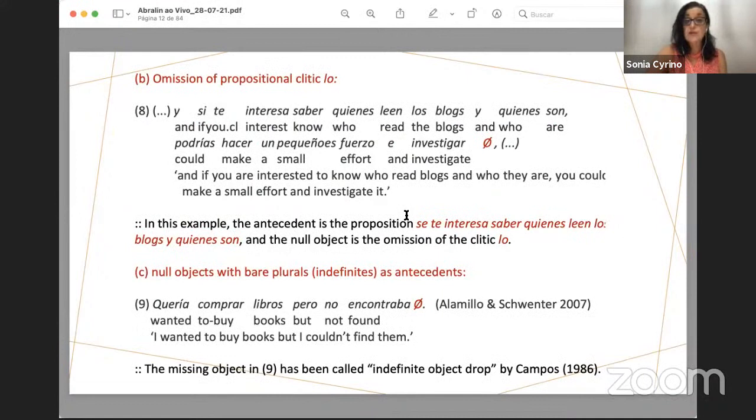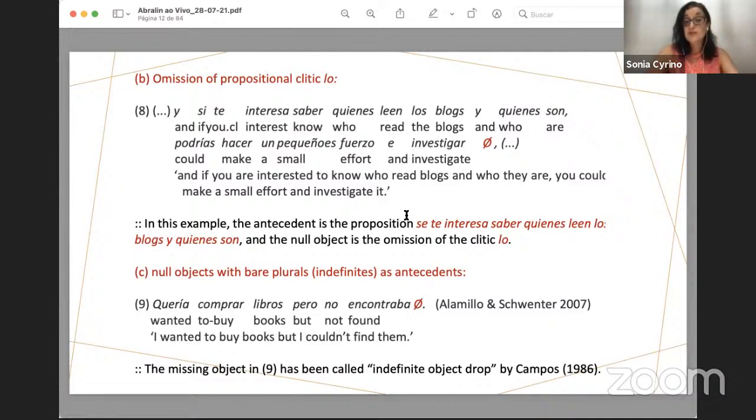But this should be studied more extensively. Also, there is the omission of the prepositional clitic lo in Spanish, in South American Spanish, as in example eight. Y se te interesa saber quiénes leen los blogs y quiénes son, podría hacer un pequeño esfuerzo e investigar. Here, this null missing object refers to hacer, se te interesa saber quiénes leen. So you could have a lo here, clitic lo here, prepositional clitic lo.